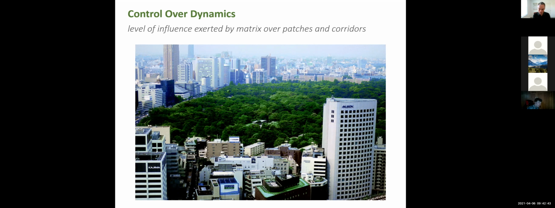The larger that ratio and the higher the contrast, the higher the amount of control over dynamics is going to be. So for example, if we have a really highly contrasting condition, such as this heavily urbanized area surrounding a patch of dense forest, that's going to result in the matrix having a much greater influence over landscape dynamics than a condition that has a lower contrast or a less pervasive matrix.